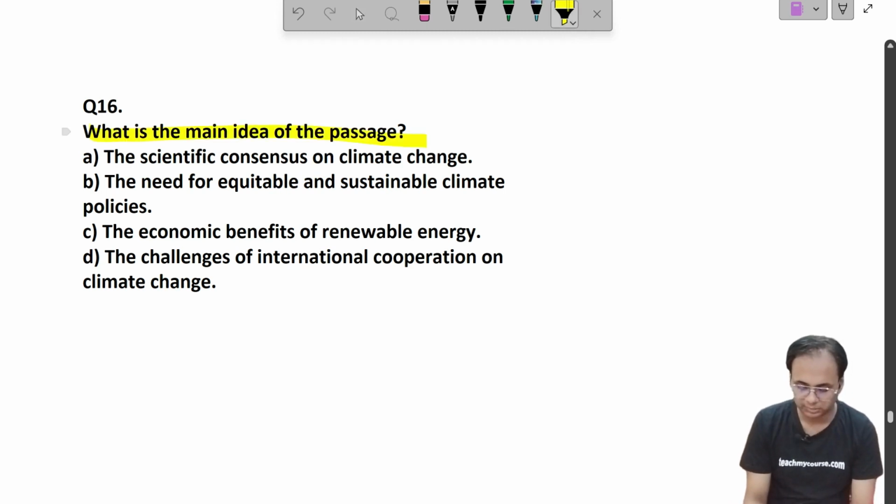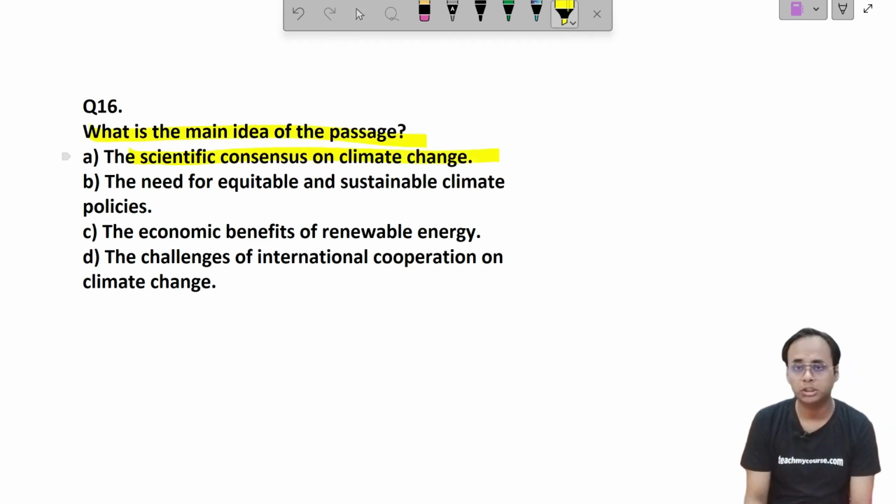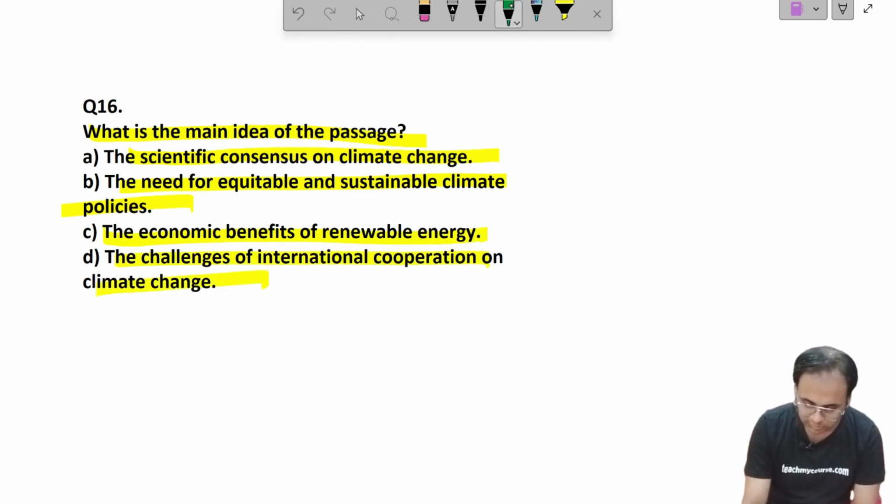What is the main idea of the passage? Let us see the scientific consensus on climate change. Next is the need for equitable and sustainable climate policies. Next is the economic benefits of renewable energy. Next is the challenges of international cooperation on climate change. We can say that this was just a part of it and not the central idea. Even the economic benefits is not the central idea. Okay, this one is the central idea.